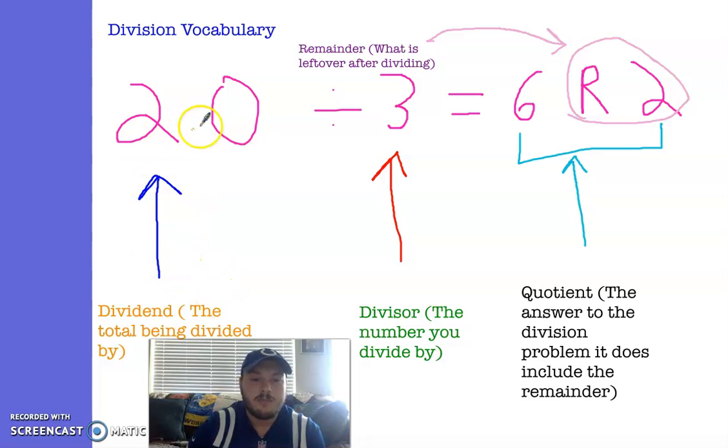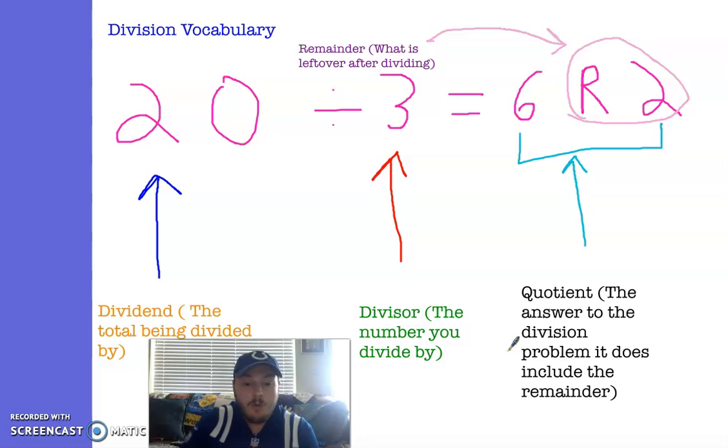The total that is being divided, the biggest number we will see in a division problem, is called the dividend. And the dividend is being divided by the divisor. So the divisor is the number that you divide by. After you've divided, your answer to the division problem is called the quotient. And it's important to remember that the quotient includes the remainder.